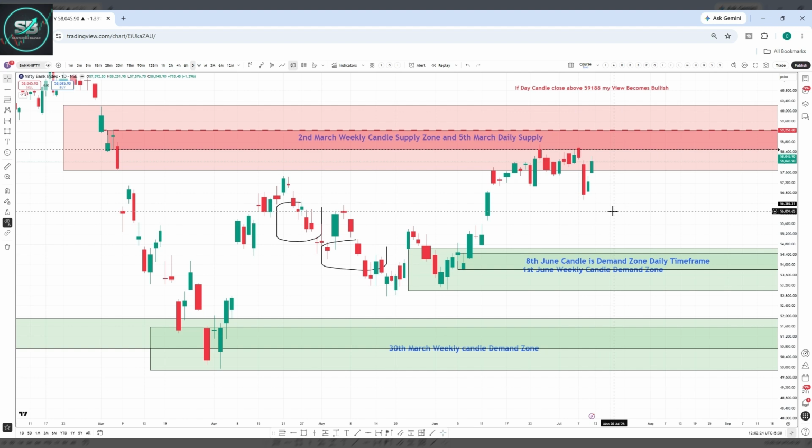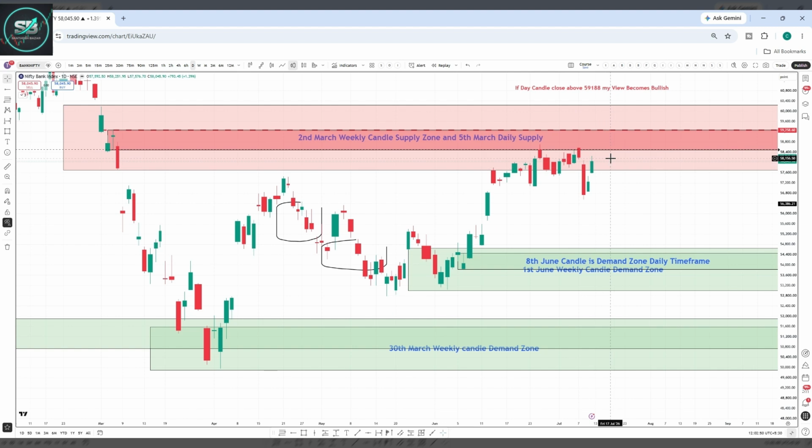So we are in the range. Just be careful with your lot size, maintain proper risk management. Don't go with heavy lot sizes here, because we are stuck between supply and demand zones, weekly and daily. So you will not see one-sided moves, at least this July month. So you should play between these weekly, daily supply and demand zones.